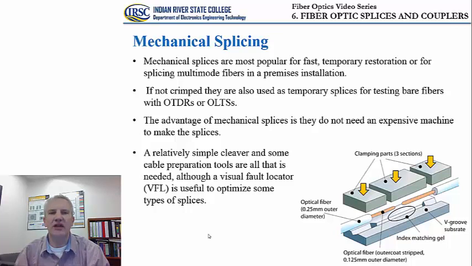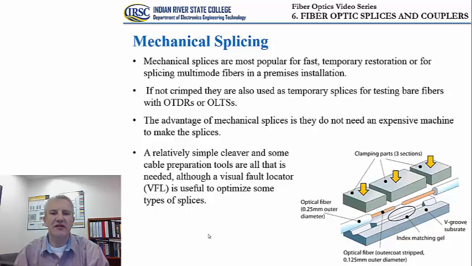So mechanical splicing, in a sense, can also be considered as some sort of temporary joint that has to be established in certain applications. Also, if mechanical splices are not crimped, they can also be used as temporary splices for testing bare fibers with OTDRs or OLTSs, etc. So the advantage of mechanical splices is they do not need an expensive machine, expensive splicer to make the splices, as already elaborated.